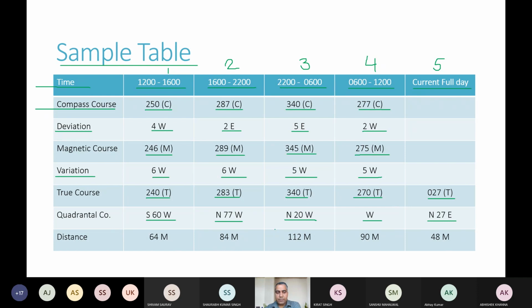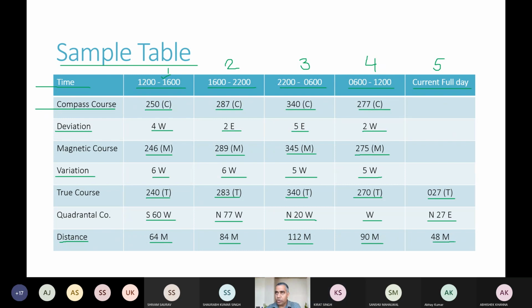Now second thing beta, they have given us the speed on each leg. So हम उस speed के साथ अपना distance covered निकालेंगे and we will write the distance here. So first leg speed is 16 knots and the leg is for 4 hours. So the distance comes to 64 miles. Second leg 14 knots, 6 hours, it becomes 84 miles and so on. 112 miles, 90 miles.